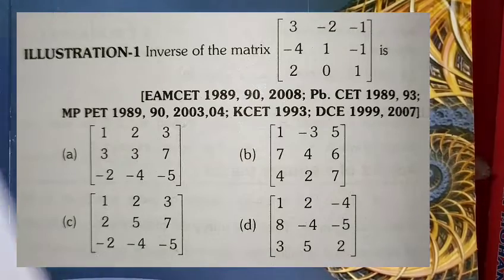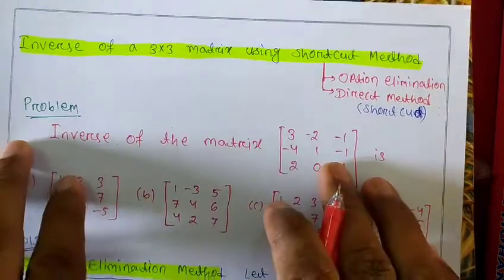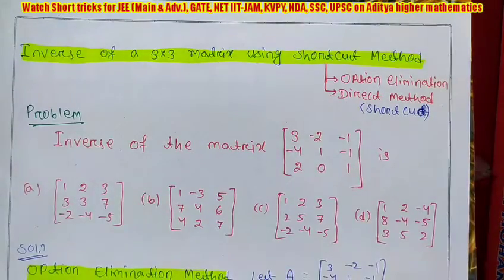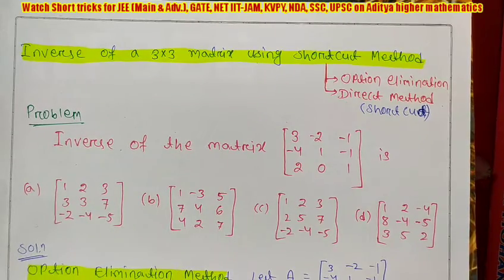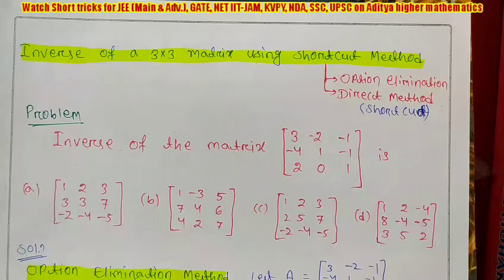Okay, now we will solve this. Here I am going to discuss only the inverse of 3 by 3 matrices using shortcut methods. In my previous videos I uploaded how to find the inverse of 2 by 2 matrices using the elementary operation method and the shortcut method, and also the inverse of 3 by 3 matrices using the elementary operation method. But that elementary operation method is only for board exams for 12th class students, and also for semester exams for BSc and BTech students.